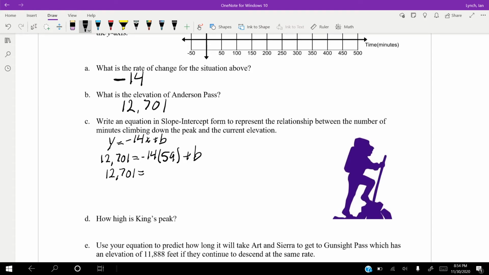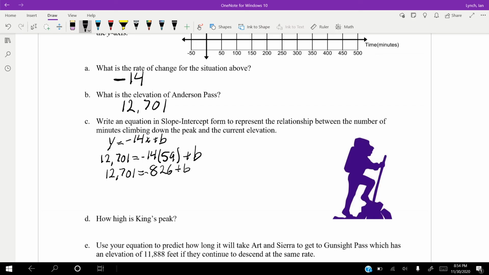Now, I do not know what 14 times 59 is off the top of my head, and I don't expect you guys to either. That is a ridiculous thing to have you guys know. So pull out your handy-dandy calculator, and you will see that it is 826. Make that negative.